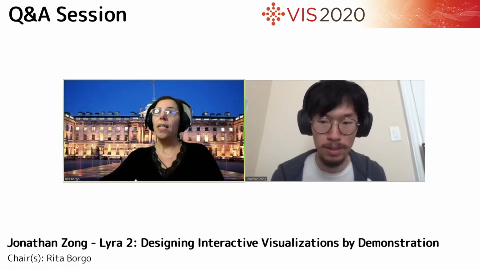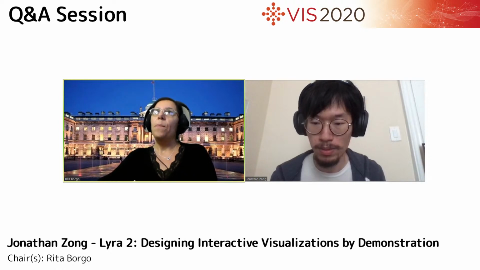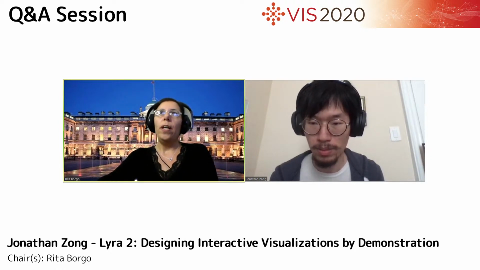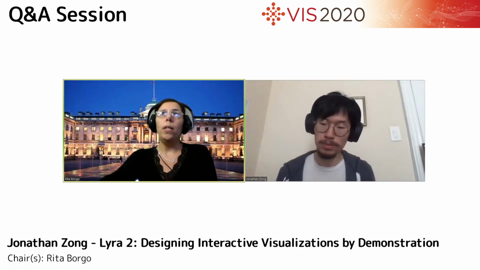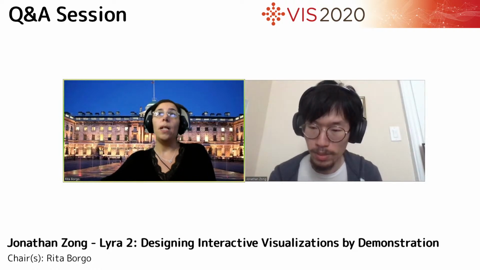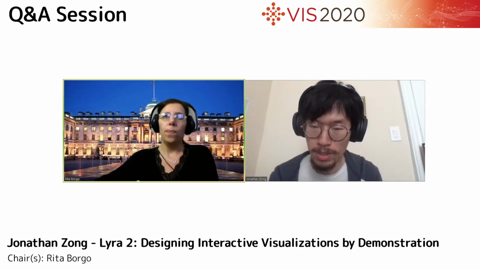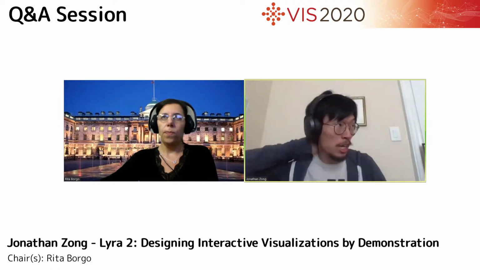So we have a second question. How does the Lyra 2 interface deal with potential conflicts between encodings and application of selections? For example, one may encode a variable with color and also apply selection to color. Yeah, that's a great question, Ham.